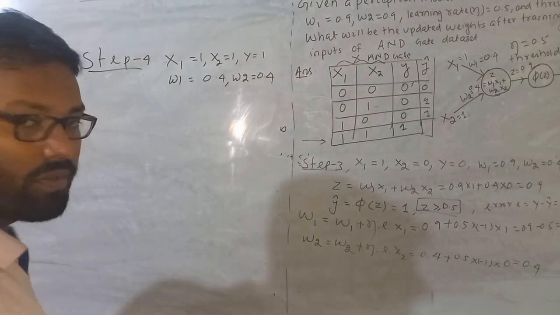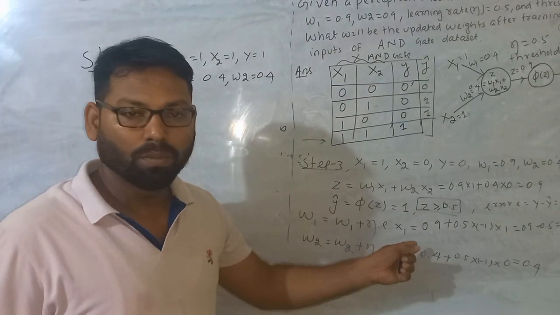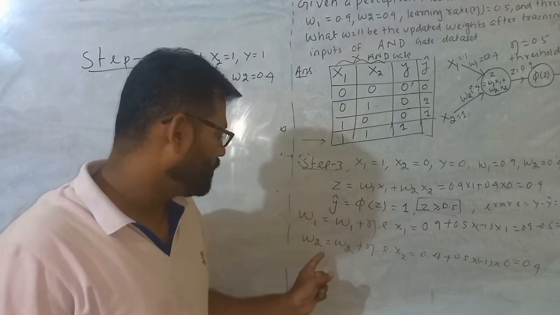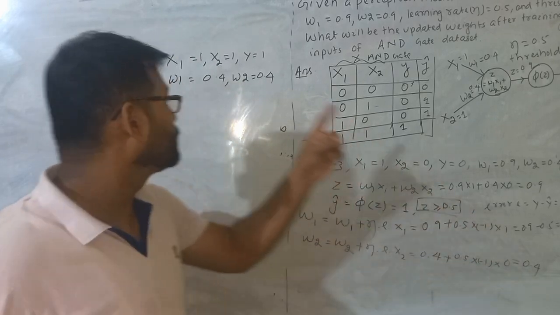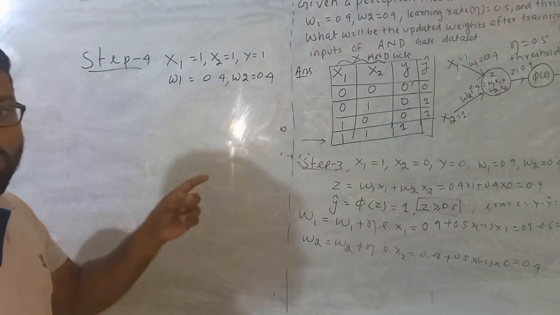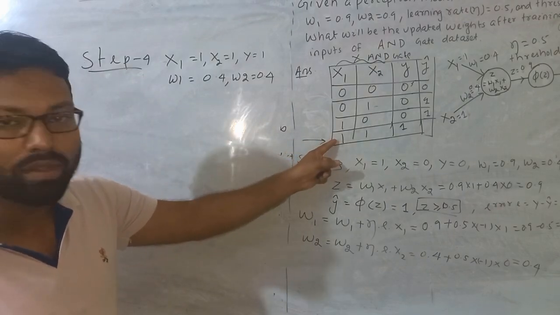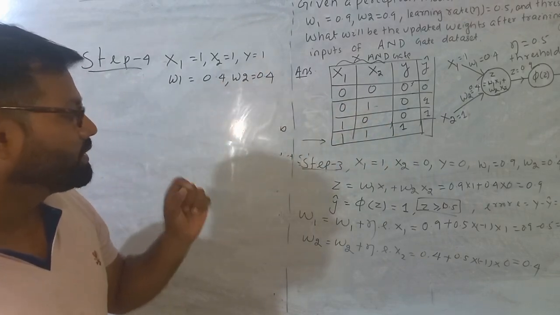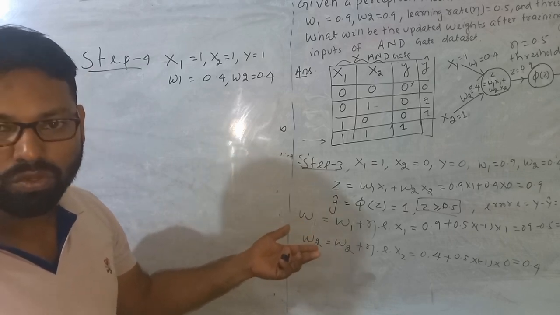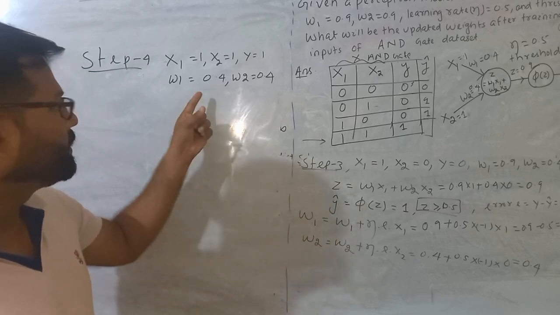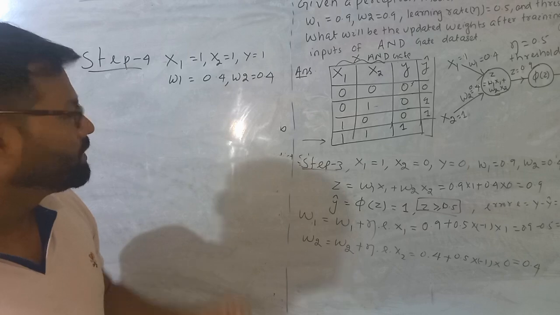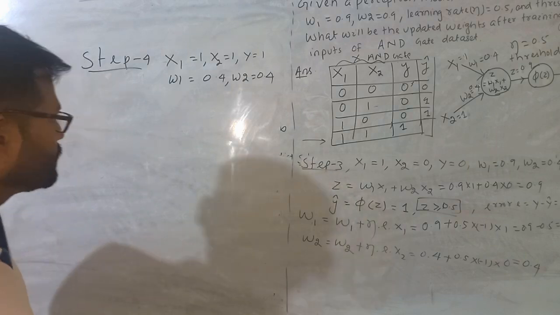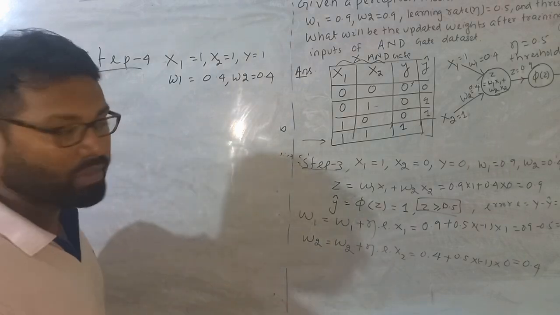Okay, so step 3 is completed. W1 weight we got 0.4, W2 0.4. Now move to step number 4. In step number 4, input x1 equal to 1, x2 equal to 1, and output is also 1. Here also we are going to use the weights from the previous step. W1 is now 0.4, W2 is 0.4. Okay, so now we have to calculate.